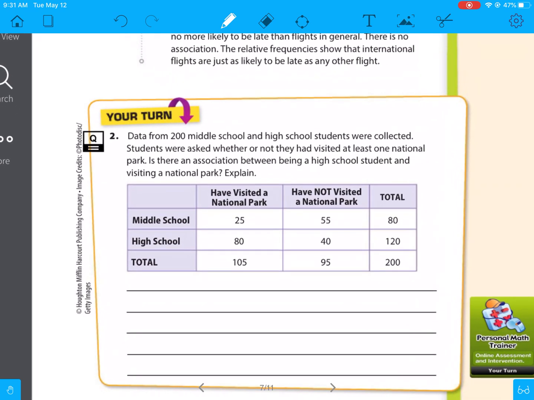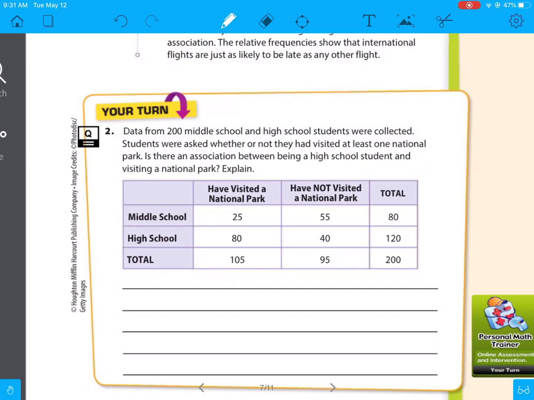So for your turn. Data from 200 middle and high school students were collected. Students were asked whether or not they had visited at least one national park. Is there an association between being a high school student and visiting a national park? So first we have to look at the total. The number that have visited a national park is 105 out of 200. That's the total people that have visited a park. And 105 divided by 200 is roughly 53%.